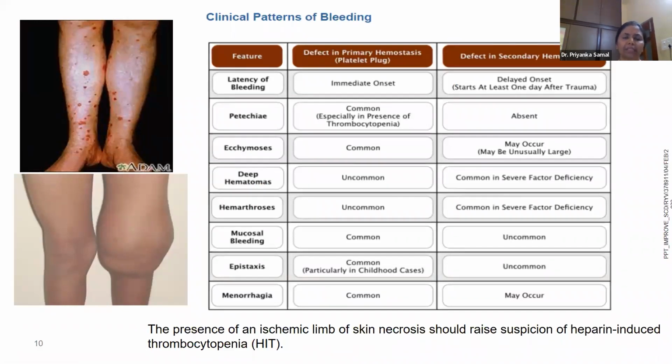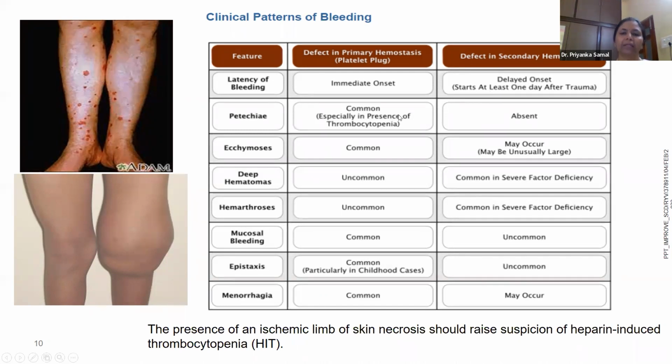So first, when the patient presents with bleeding or complains of bleeding, we need to differentiate whether it is because of primary hemostasis or secondary hemostasis. Primary hemostasis means platelet plug formation. So the number of platelets or the function of the platelets is important in these cases. Whenever there is a platelet problem or a platelet function defect, the latency of the bleeding is immediate onset, whereas in secondary hemostasis, because the primary platelet plug has already been formed, it is delayed onset.